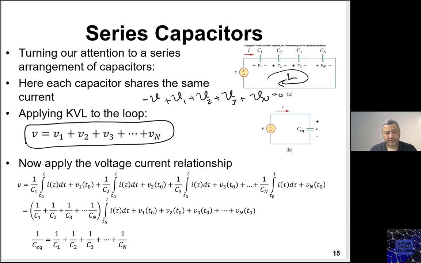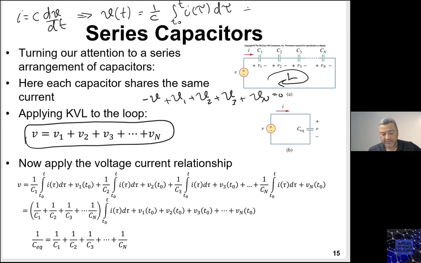Now, what is V1? From what we have seen earlier, if I equals C dV over dt, then V, which is a function of time, equals 1 over C times the integration from t naught to t of I. You can keep it tau, or you can put t, it doesn't matter, plus V at t naught, because since I'm starting here from t naught, I have to know the history before t naught.